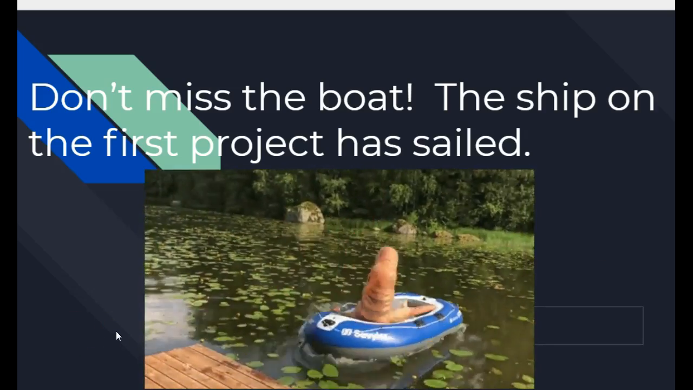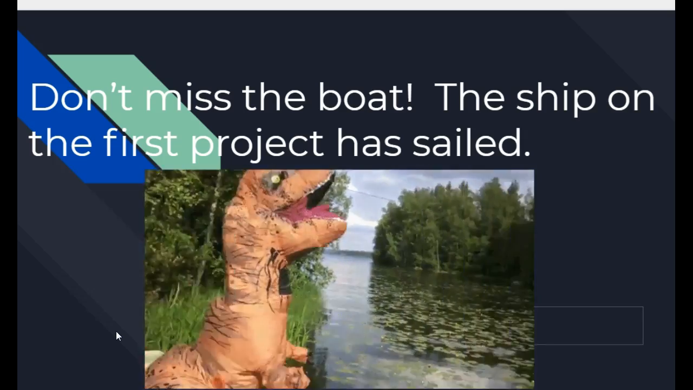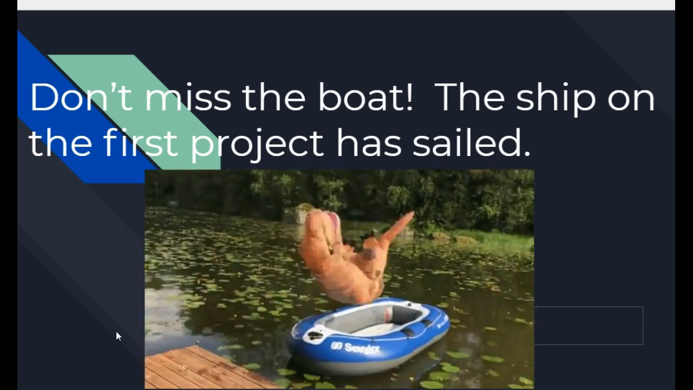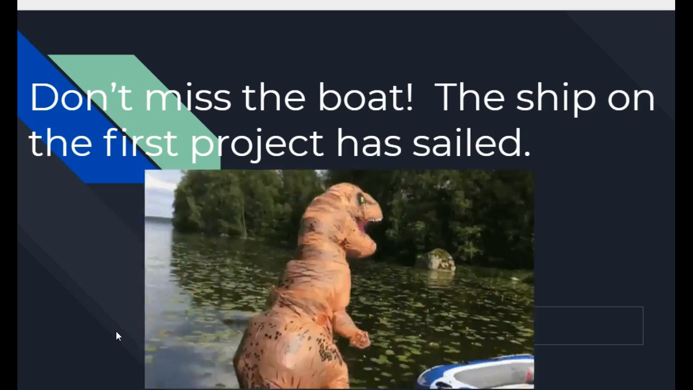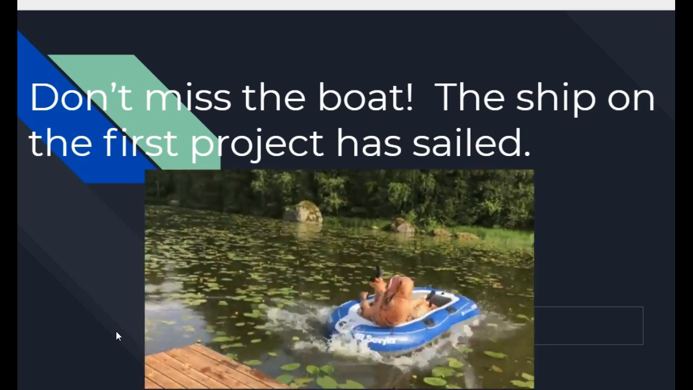I want you to remember that the first project, Defining Self, was due on November 1st. That's almost a month ago. Don't miss the boat. That ship has sailed on. You should finish that up or hurry up to catch it so that you can move on to the next project.